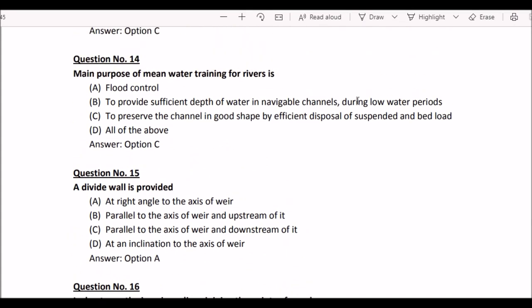Main purpose of mean water training of rivers is option A. Flood control. Option B. To provide sufficient depth of water in navigable channels during low water periods. Option C. To preserve the channel in good shape by efficient disposal of suspended and bed load. Option D. All of the above. Right answer is option C. To preserve the channel in good shape by efficient disposal of suspended and bed load.